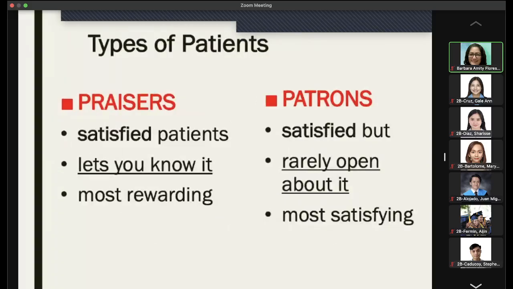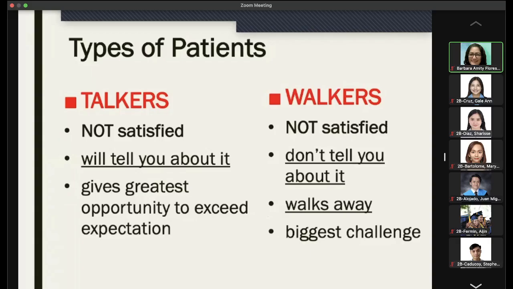There are different types of patients. You will encounter the satisfied patients and the unsatisfied patients. So you have your satisfied praisers and patrons, and unsatisfied talkers and walkers.